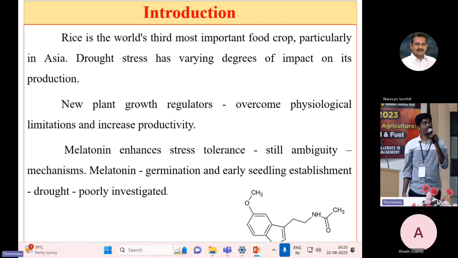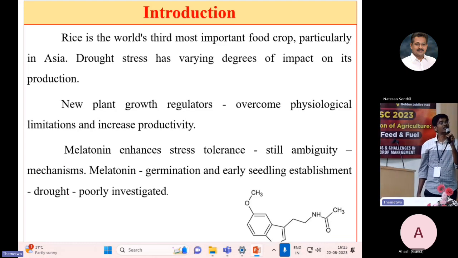Rice is the foremost important food crop. More than half of the world's population use rice as their staple food; that's why it is called an economically important cereal crop. Nowadays, due to climate change, drought is the most prevalent stress. It is predicted that by 2025, more than 15 million acres of rice growing regions will be affected by drought stress. So recently, new plant growth regulators have been exploited to mitigate several abiotic stresses.